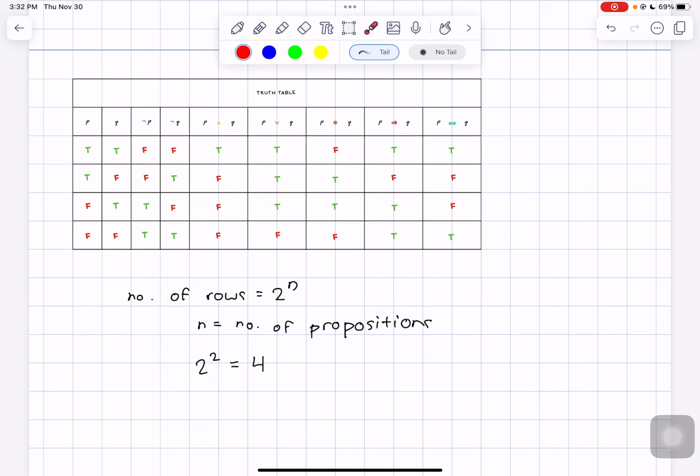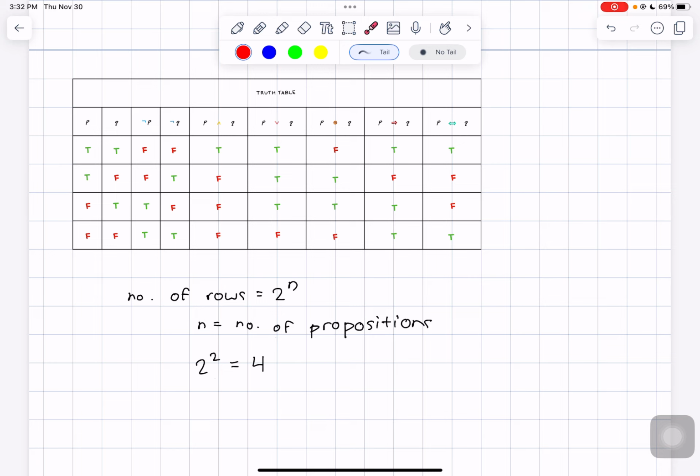Implication says that implication is false if P is true and Q is false. That's why this is false. That's just the condition that we have in implication.